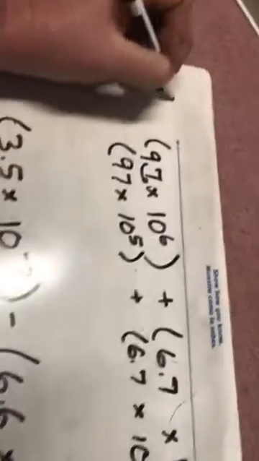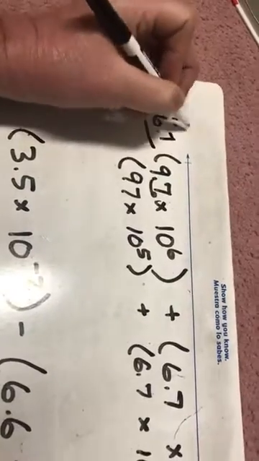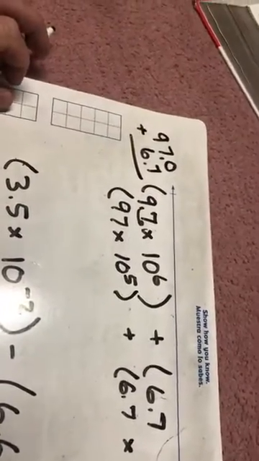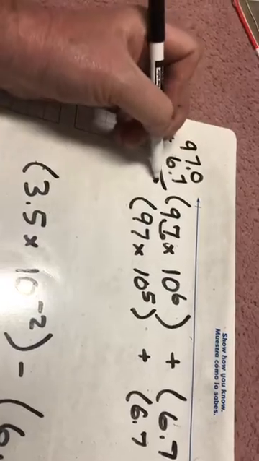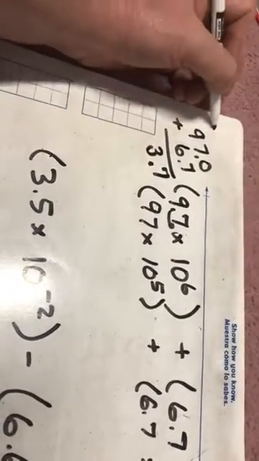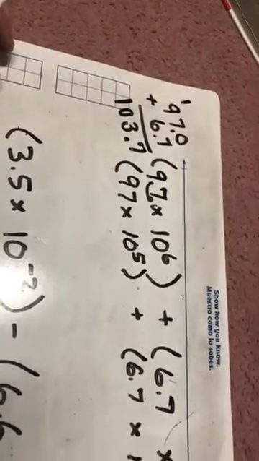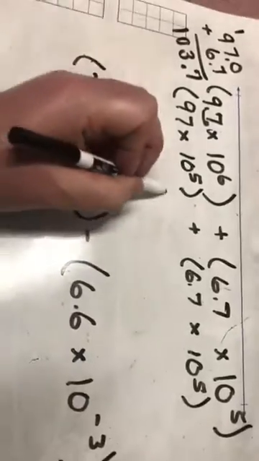I take 97 and I'm going to add 6.7, of course, keeping my decimals lined up, remembering that can be a 97.0. 0 plus 7 is 7. Drop my decimal down. 7 plus 6 is 13. Put the 3 down, carry the 1. 1 plus 9 is 10. I get 103.7. So that's interesting.